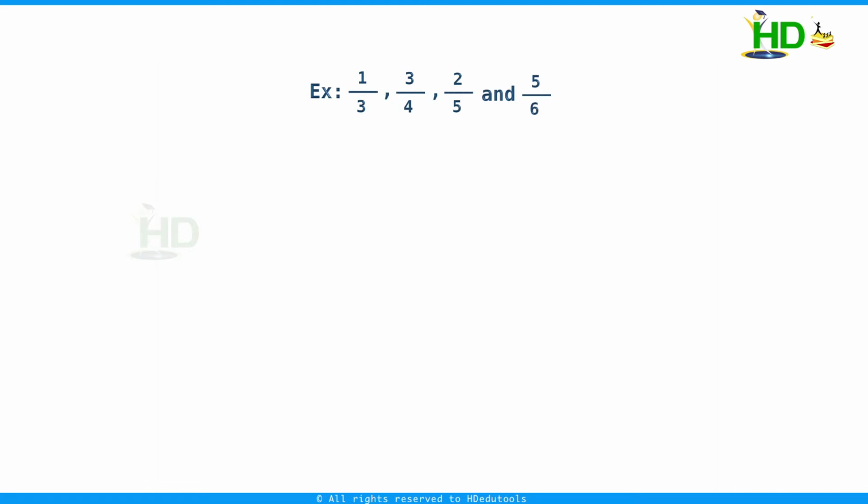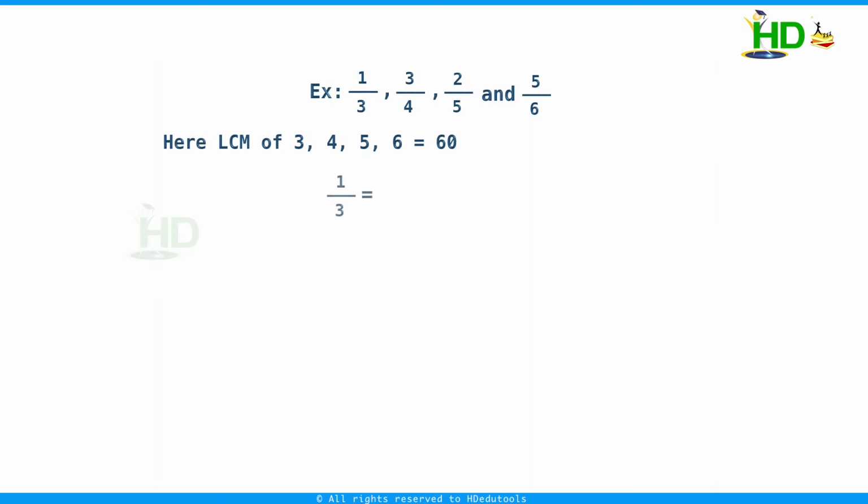Now we convert these fractions into like fractions. Now here the denominators are 3, 4, 5, 6. Now we take the LCM of 3, 4, 5, 6. What is the LCM? It is 60. Now we make the denominators into 60.